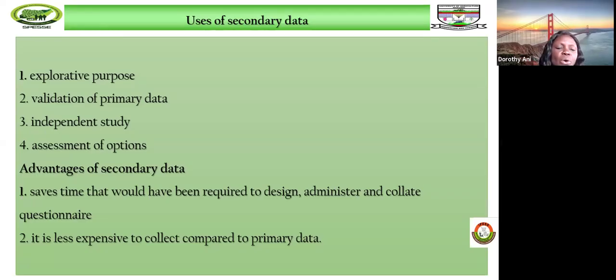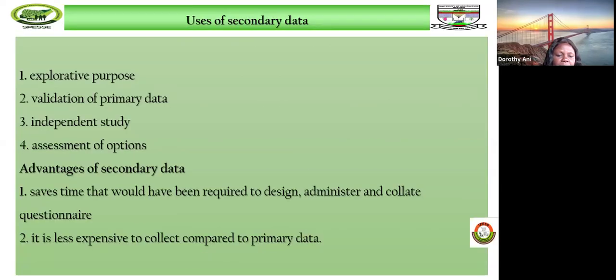So, advantages: it saves the time that we have been used to spending to design, administer, and collate a questionnaire. Is it not true? It's true, because you don't spend time designing a questionnaire, pilot testing the questionnaire, checking for validity and reliability, before you administer it and collate it and all that. With this one, these days that internet is everywhere, in the comfort of your room you can get all the data you need. It is less expensive to collect compared to primary data.